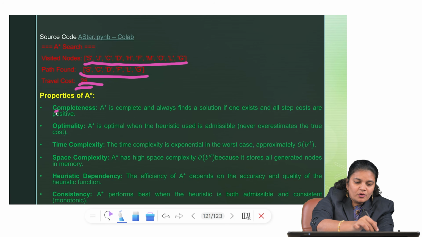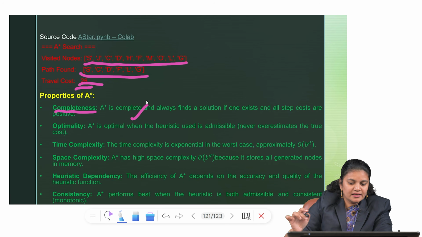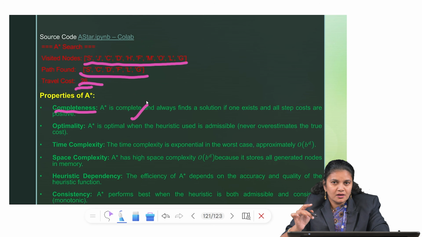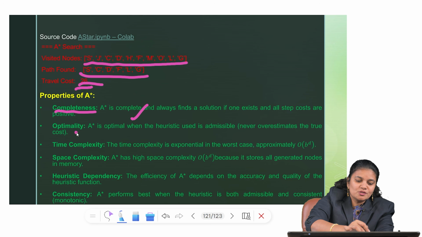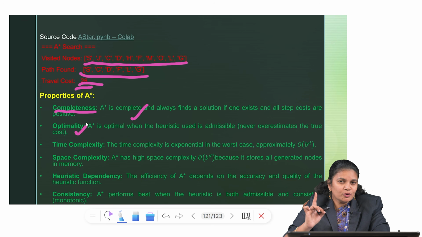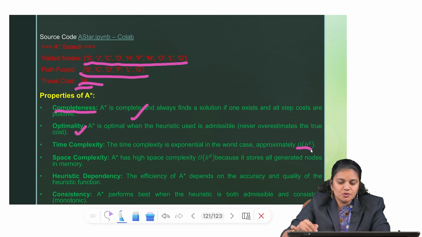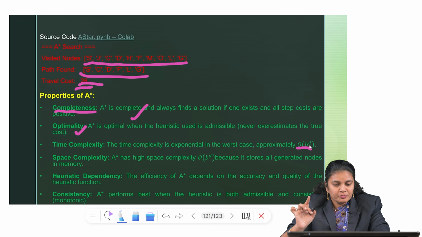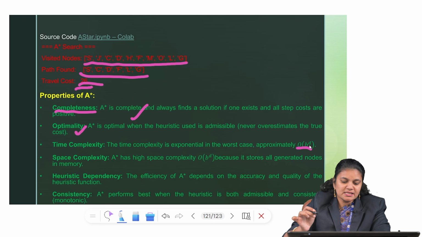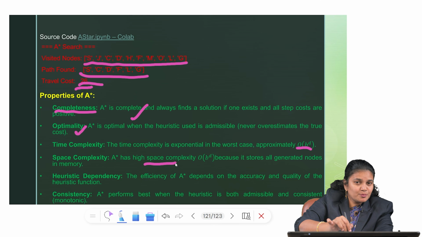We are finding out whether this is complete. Yes, it is complete. If there is a solution, it will find it, and that will be an optimal solution. It is always optimal when we use a very good heuristic value. Time complexity is usually O(b^d), where b is the branching factor and d is the depth of the tree. And space complexity is usually very high.